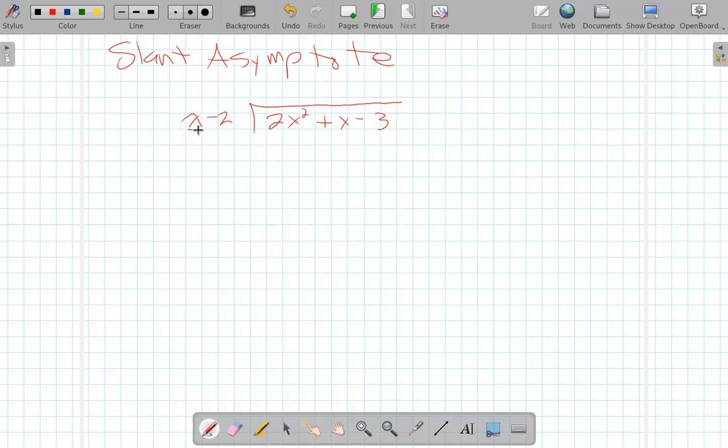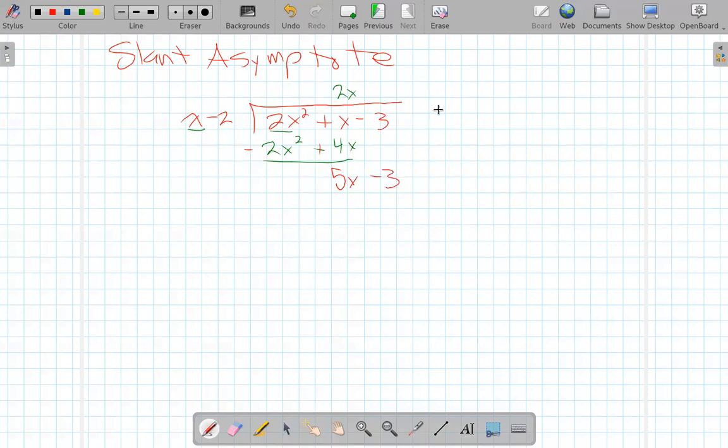What times x gives me 2x squared? The answer would be 2x. 2x times x minus 2 gives me 2x squared minus 4x. And next, so it's just like regular division, but with variables. So I guess it's not just like it, but the process is the same. You guess, you multiply, and then you subtract. And the easiest way to subtract is to add the opposite. So change the signs and then add. So the first term should always disappear if you do it right. And then here I have x plus 4x, which gives me a 5x, and then minus 3.